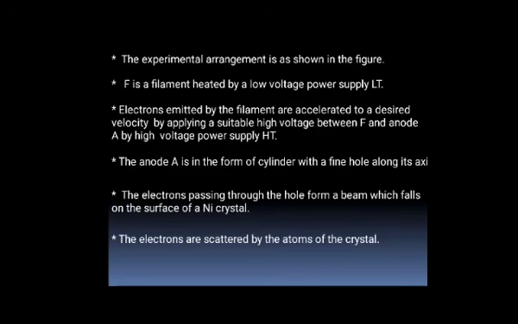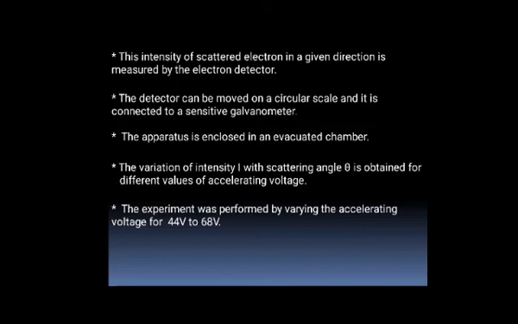When the electrons pass through this anode, they form a beam which falls on the surface of the nickel crystal. The electrons are scattered by the atoms of the nickel crystal. The intensity of scattered electrons is measured by the electron detector. The detector can be moved on a circular scale and is connected to a sensitive galvanometer. So the variation of intensity with the scattering angle theta is obtained for different values of accelerating voltage.